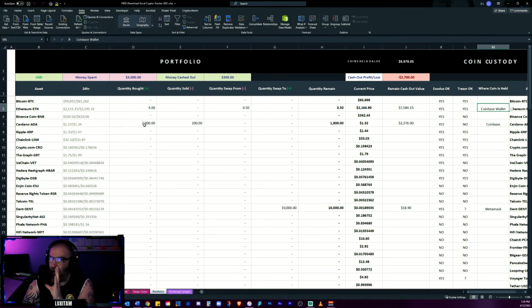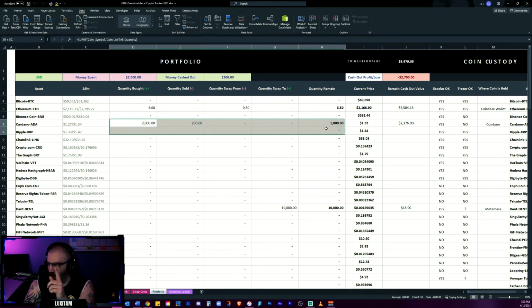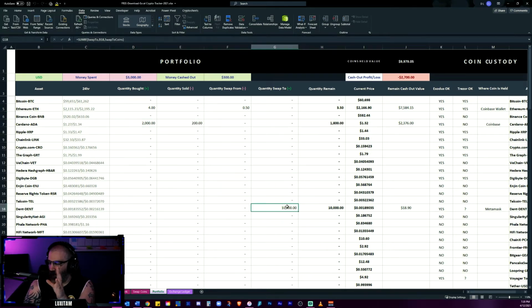Portfolio. This is the main hub of all your transactions. So you can see 4 were bought, Ethereum. You bought 4. You swapped out of a half of one. This is how many you have left. Same thing with Cardano, bought and sold. Same thing with Dent. You've onboarded Dent, but you haven't done anything else with it, so it's just sitting there. You still have 10,000 of them. This is showing the current value of said coins, okay?